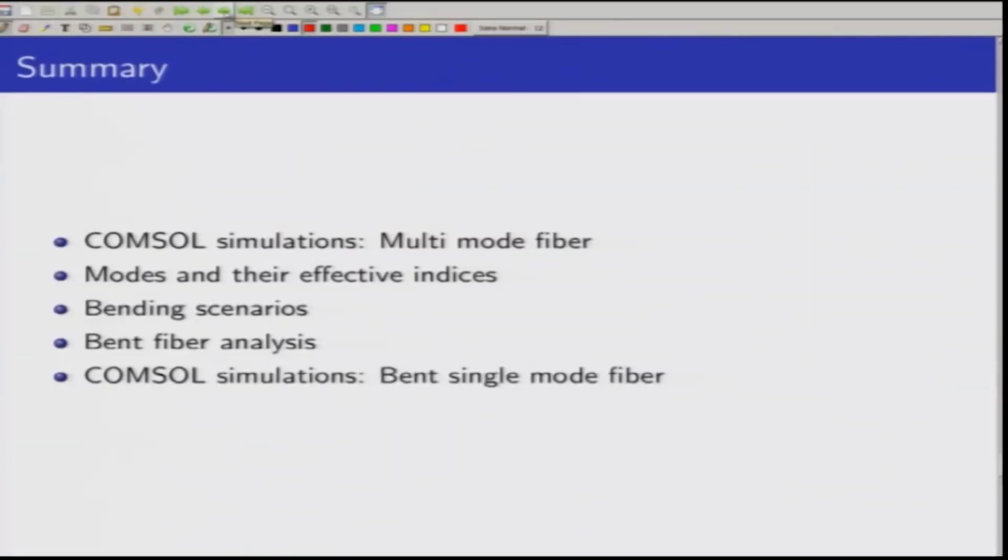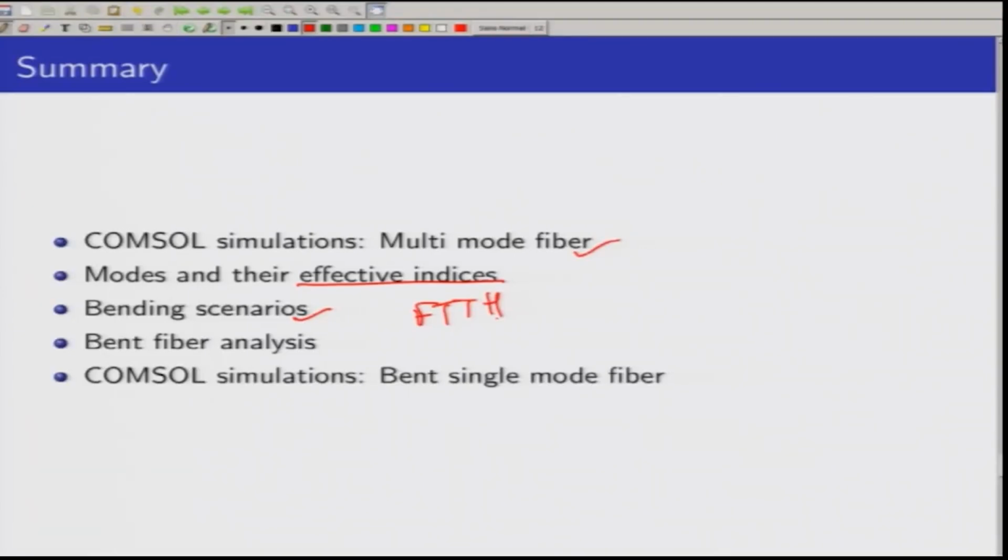Summarizing what we have seen till now, initially we went through the COMSOL simulation for multimode fiber, and we have seen how the different modes look like, and also made a comment on their effective indices value. Then we have seen different bending scenarios. One of the bending scenarios is FTTH application, and we have seen what happens when the fiber is bent, and also we have seen the classification of bending.